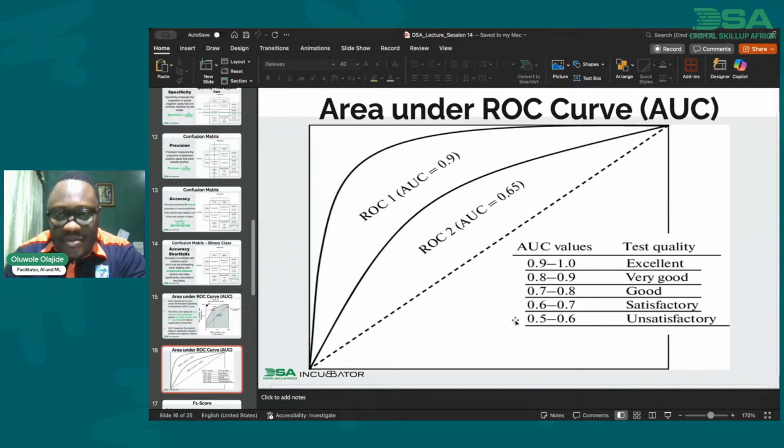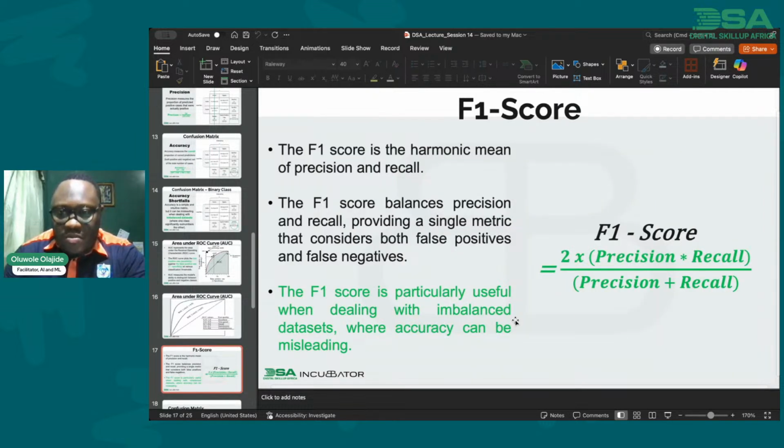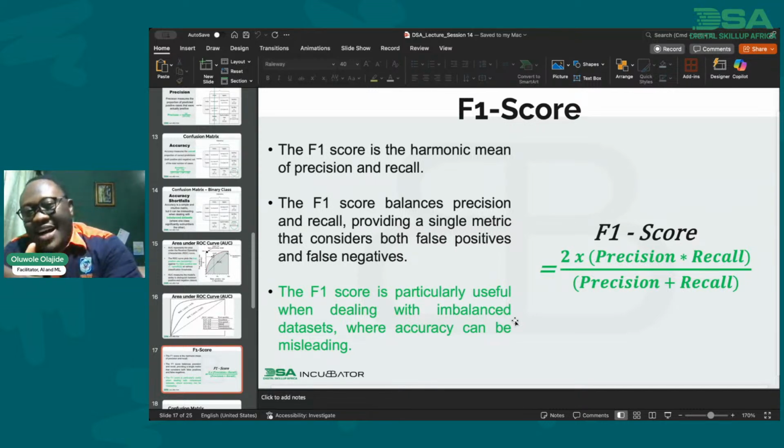All right, let's go on so that we can finish up our slides and see if we have time for questions. Okay, then you have what you call the F1 score. The F1 score is called the harmonic mean of your precision and your recall, which is your sensitivity. What it does is that it balances the precision and recall. It provides a single metric that considers both false positives and false negatives. You know that precision is one side, recall or sensitivity is the other side. But the F1 score combines them together to give a balance.